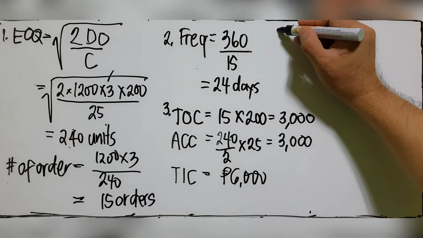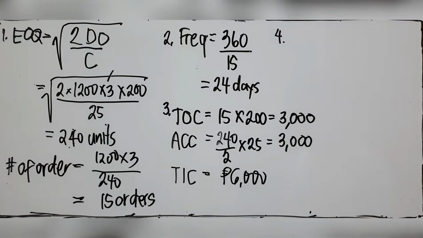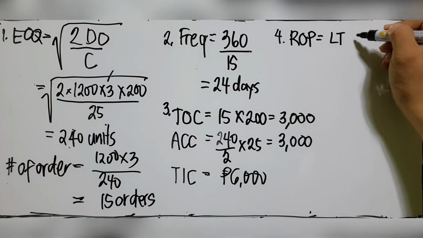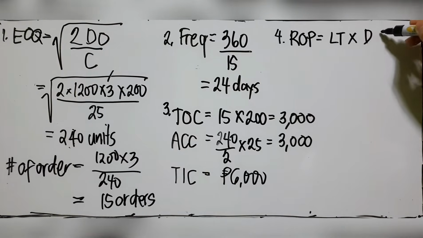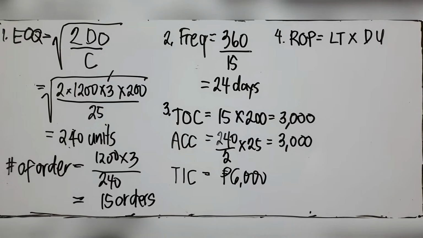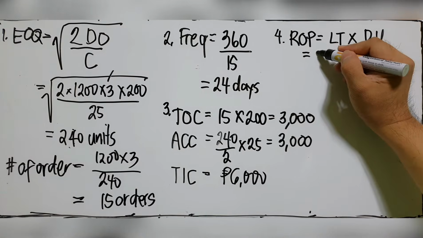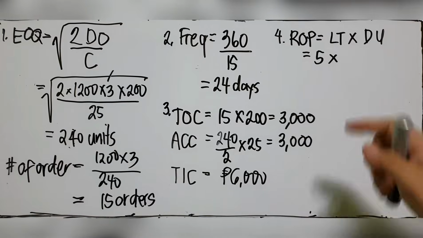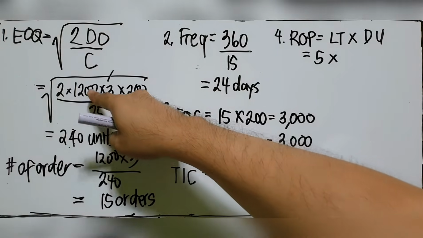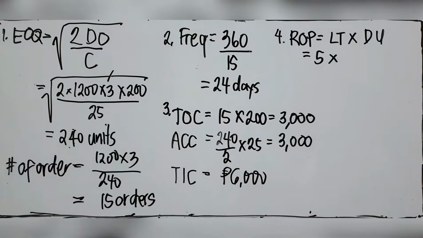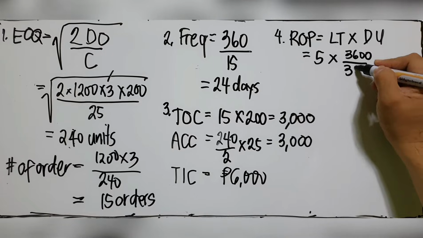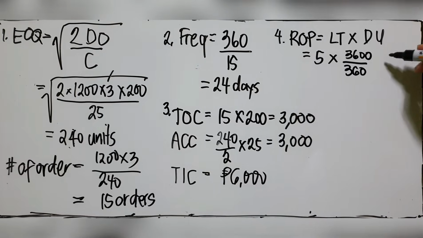We are asked for reorder point in number 4. Ang reorder point natin is our lead time times the daily usage. So ang lead time natin ay ilang days? 5 days. Ano ang daily usage natin? In a year, ang gagamitin natin ay 1,200 times 3 or 3,600 in a year. Divided by the number of days in a year, that is 360. So the answer is 50 units.